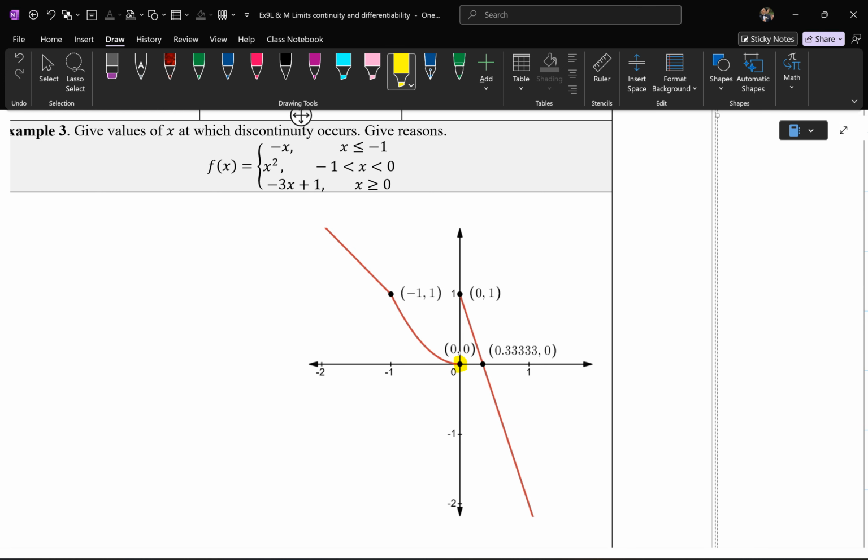At x equals 0. So we've got x equals 0. And is that it? Okay. Again, informal definition. Can you draw this graph without lifting your pen? Well, no. I have to lift my pen off at x equals 0. So that's discontinuous right at that point. And then from up here onwards, I can draw the graph entirely without lifting my pen.